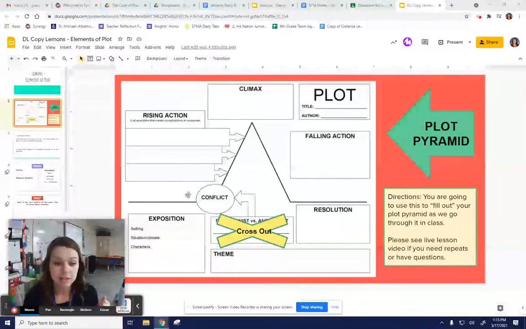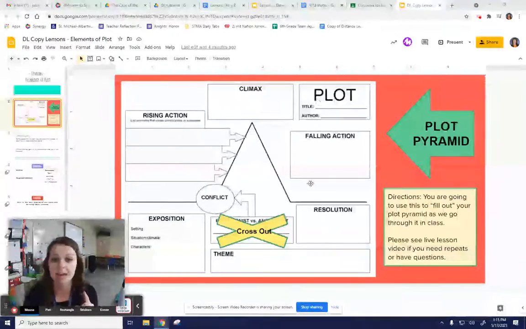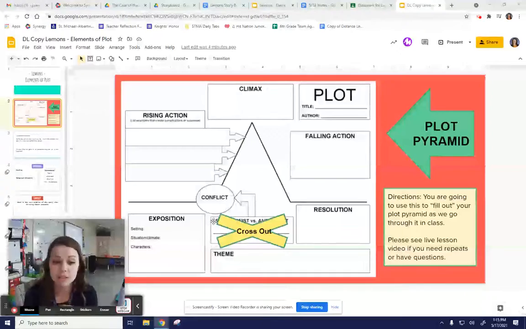Then we've got the conflict here. Again, that's going to be one of the first things that you identify. Otherwise, you're going to be like, I don't know what I'm doing. So make sure conflict is one of the first things you identify, and same with the climax.